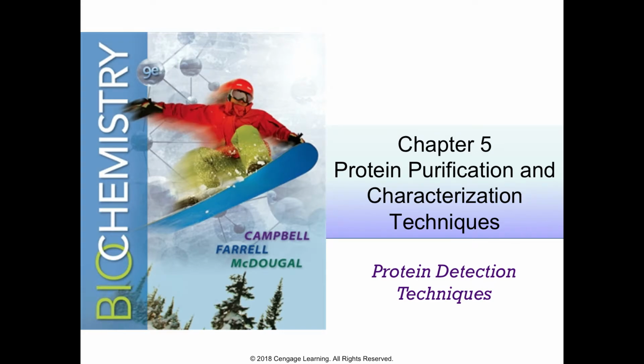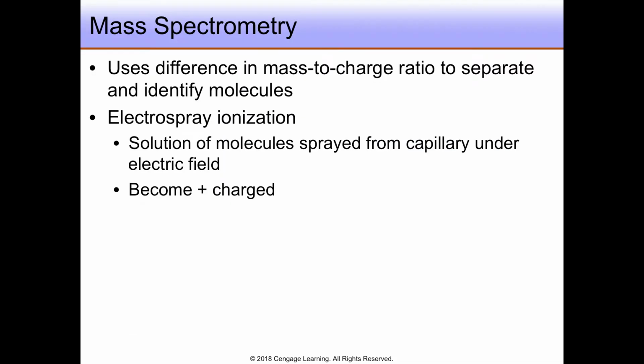Let's take a look at some common techniques for detecting and/or identifying proteins. Another powerful tool for determining the primary structure of a protein is mass spectrometry. It employs differences in mass-to-charge ratio in order to separate and identify molecules.